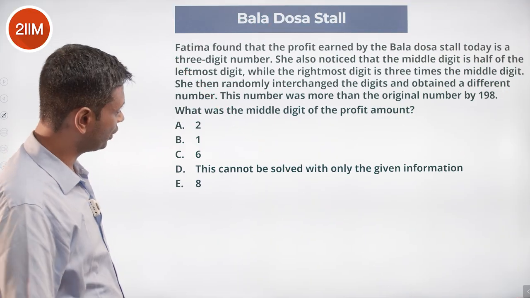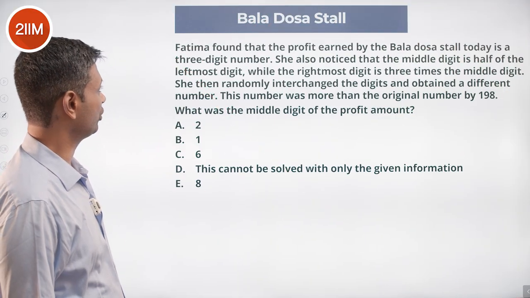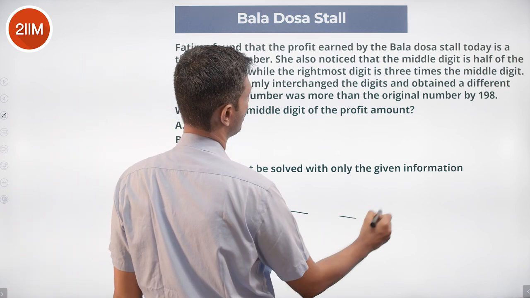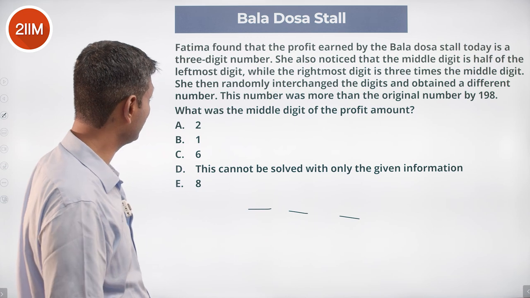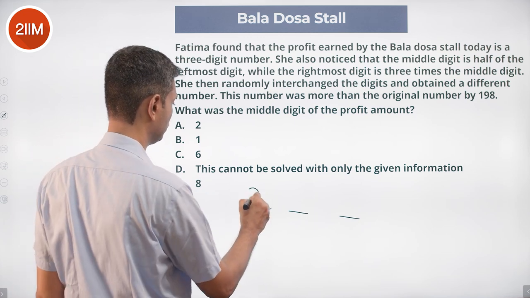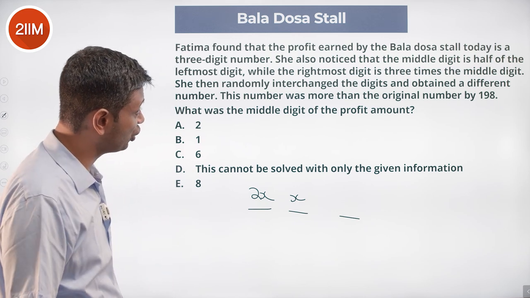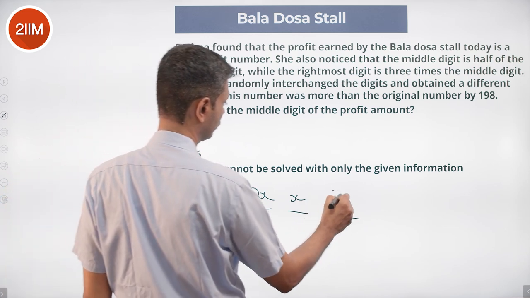Right. Fatima found that the profit earned by the Bala Dosa stall today is a 3-digit number. She also noticed that the middle digit is half of the leftmost digit. This is 2x. This is x. While the rightmost digit is 3 times the middle digit. So 3x.